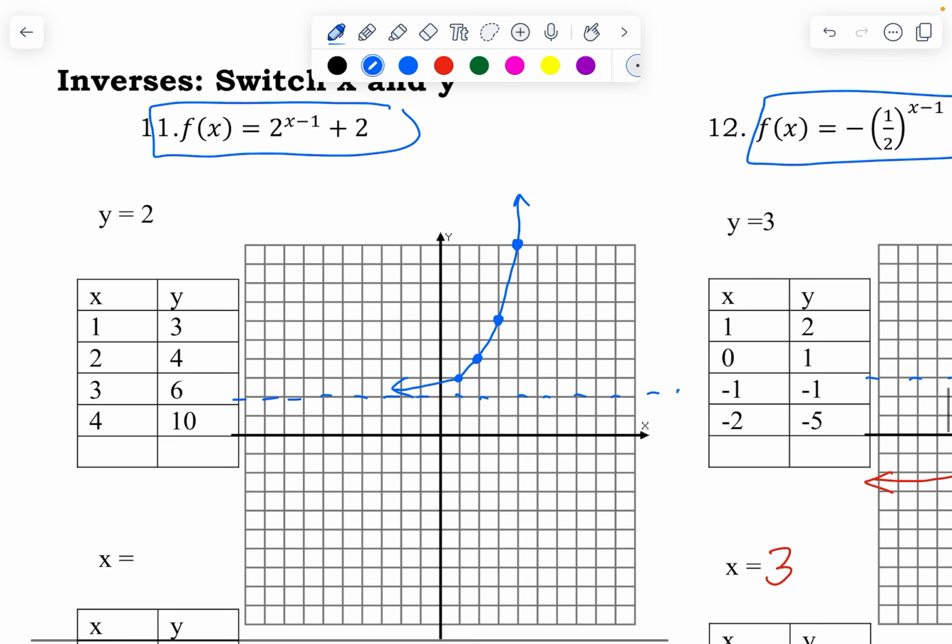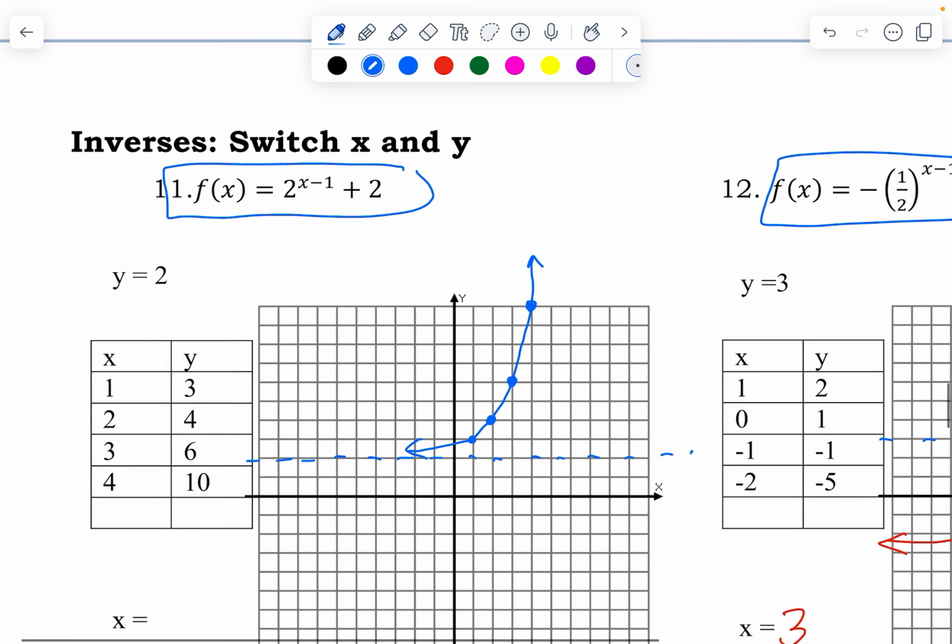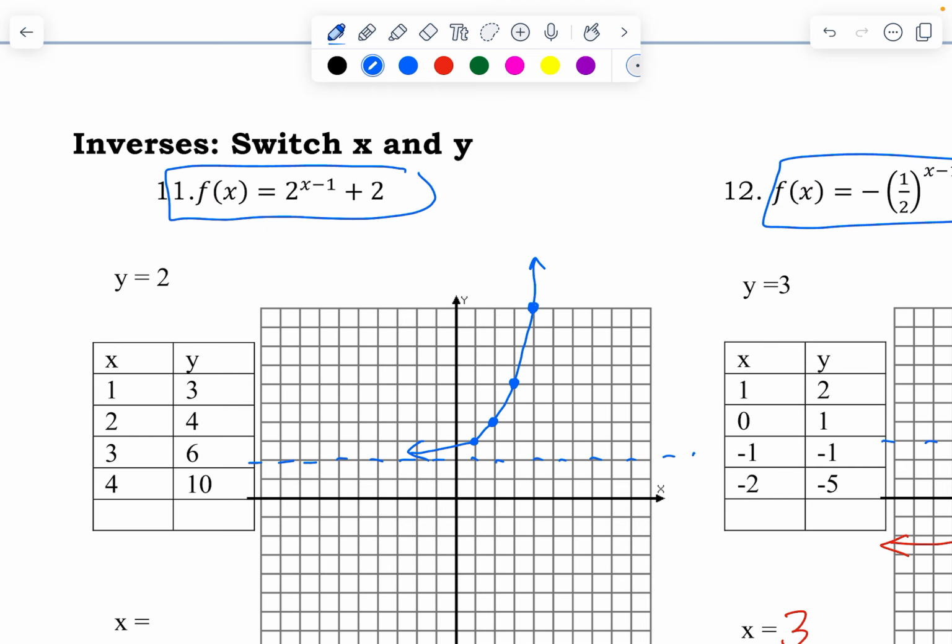On this one, which is the pivot point? Do you know? Take a second, try and figure it out. Remember, our pivot point is initially in the parent functions at 0, 1. And then what did we do? We went right 1 and up 2. So right 1 gives us a 1, up 2 gives us a 3. And so this 1, 3 was the pivot point, in case we're curious.